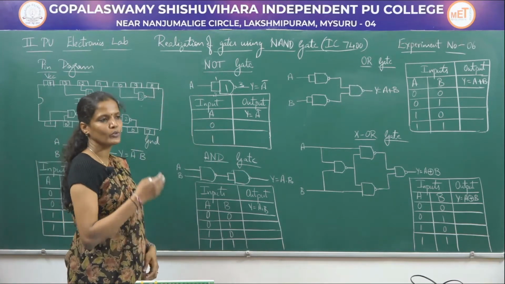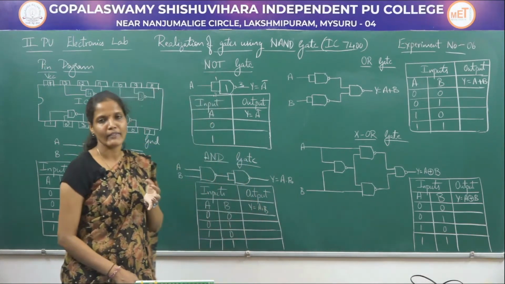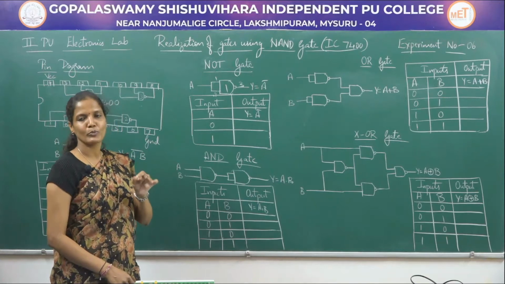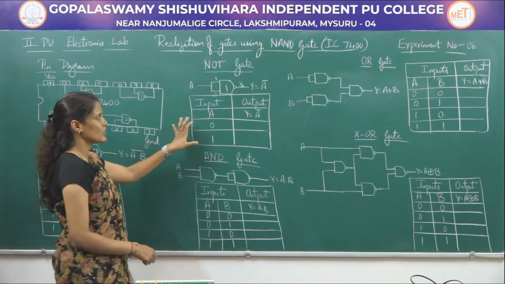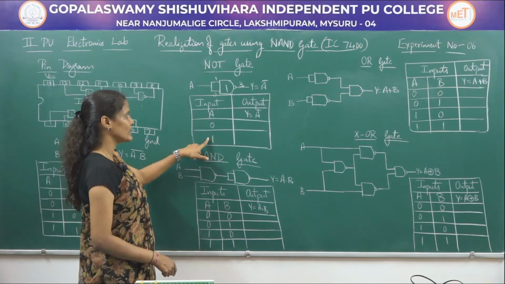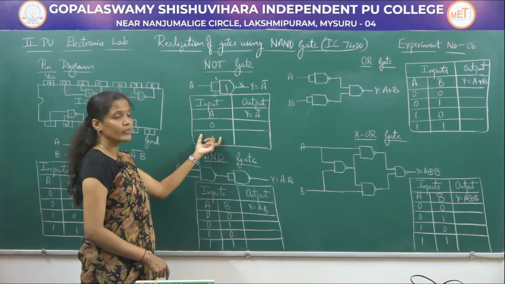How we are going to apply the input? By using a push button. We will be having push buttons. By pressing those push buttons, we will be giving the different combinations of the input. So 0 is the input and 1 is the input. I am having only one input terminal for a NOT gate, so two different combinations.